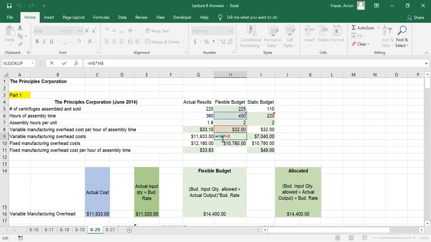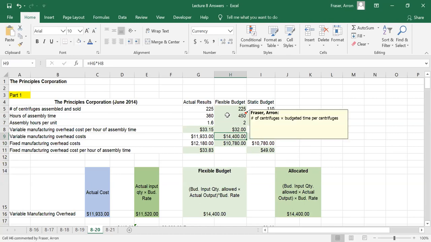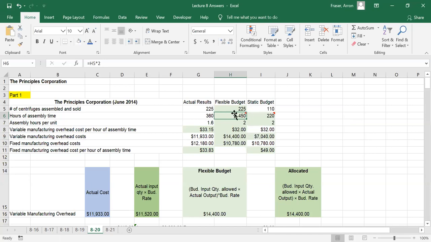Sorry, my bad. For the variable manufacturing overhead costs, remember we use the hours as the allocation base. Sorry, so it's 450. The 225 is the actual output. So we are saying that the time that you will take for the output is two hours for each centrifuge. So that will give us 450, sorry. So the 14,400 is 450 times the 32. So it's the hours times the hourly rate.